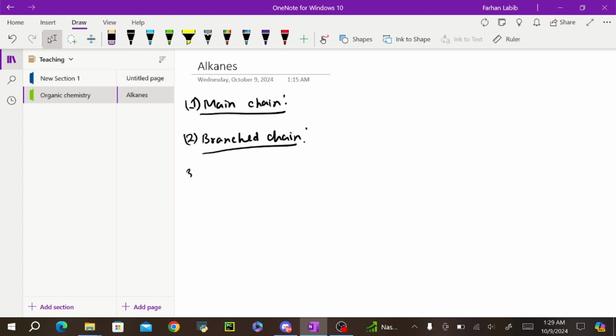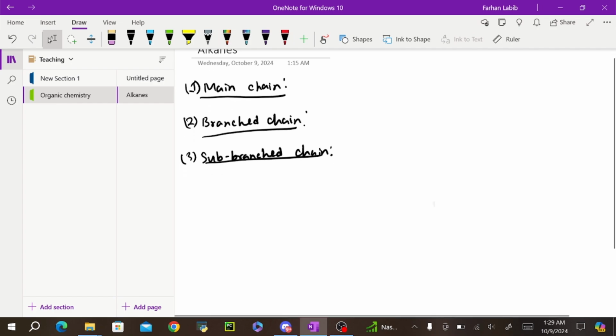And the third one is the sub branch chain. So what is a sub branch chain? The chain which is attached to the branch chain. Okay, so let's visualize these chains.